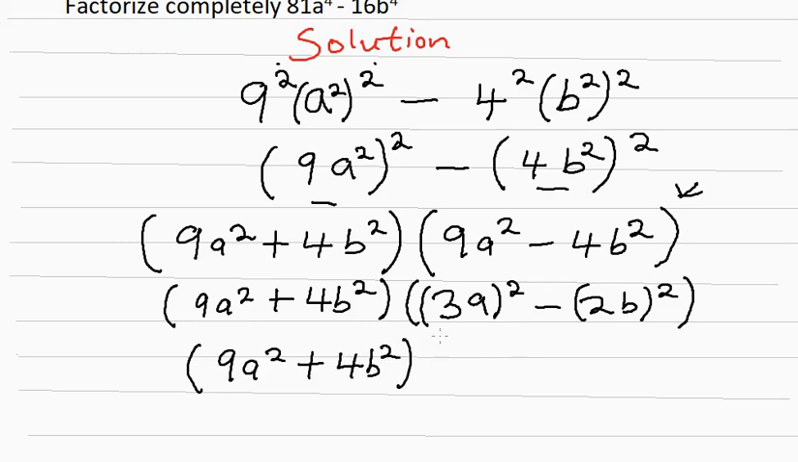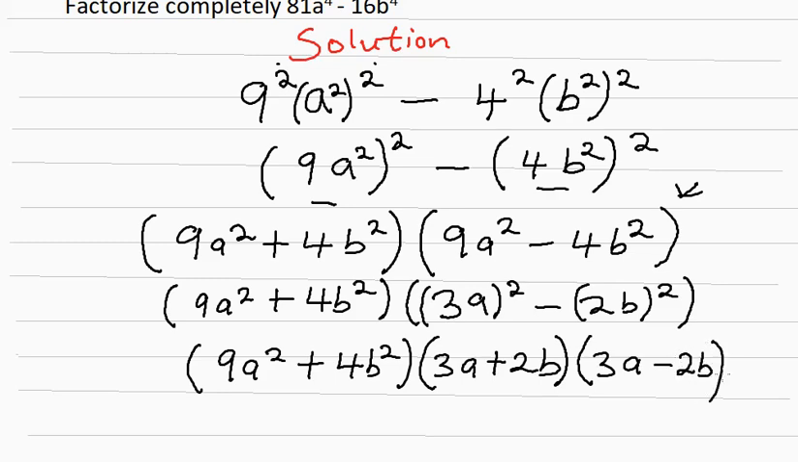Okay, so we can now solve the difference of 2 squares. So this is going to be 3a plus 2b, in one bracket. Then in another bracket, 3a minus 2b. So that is the final answer.